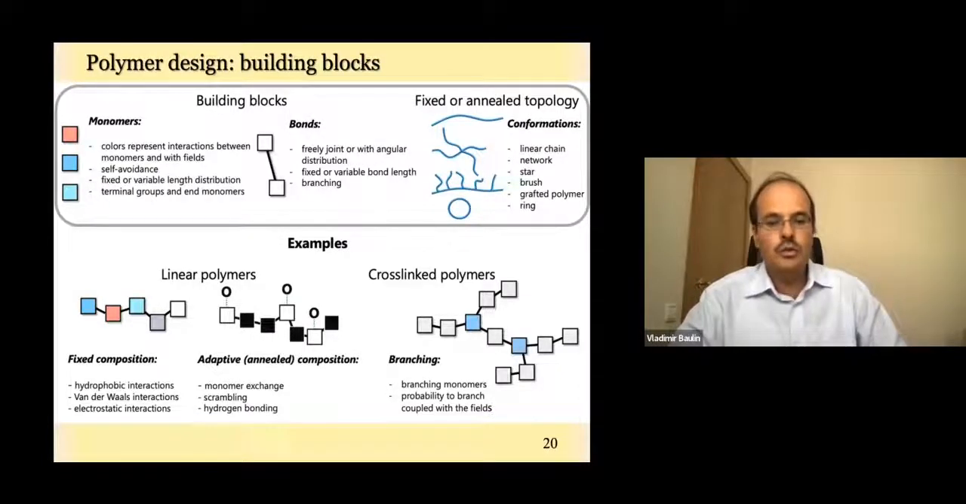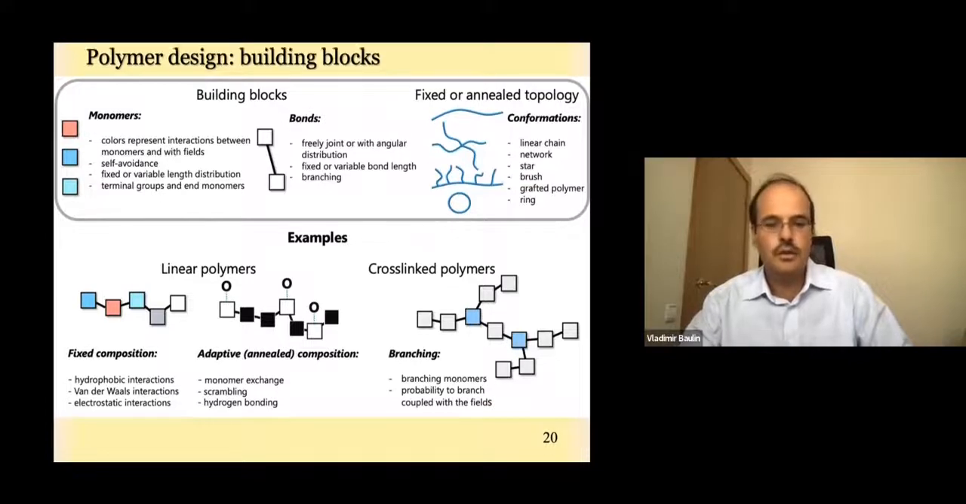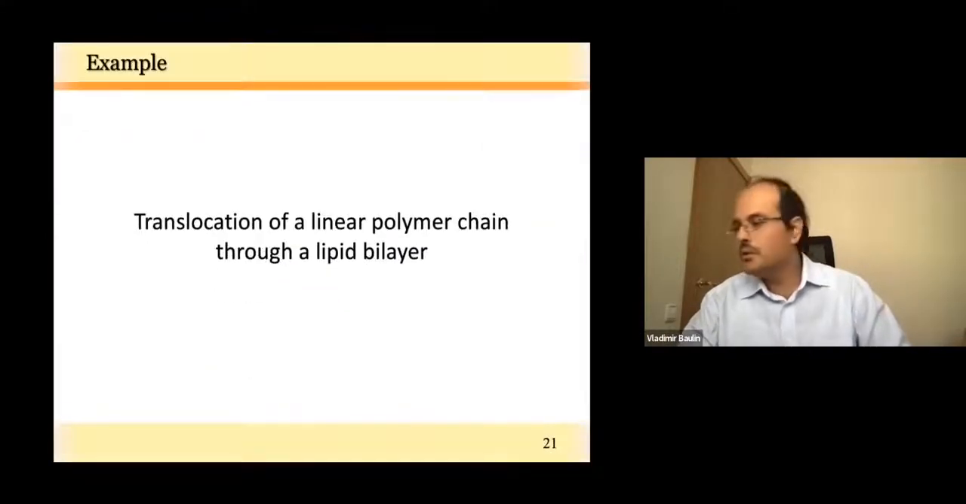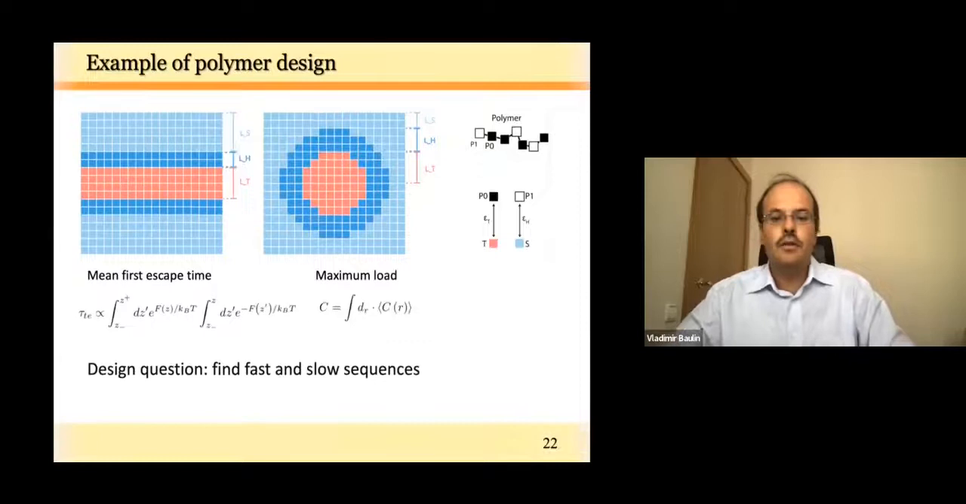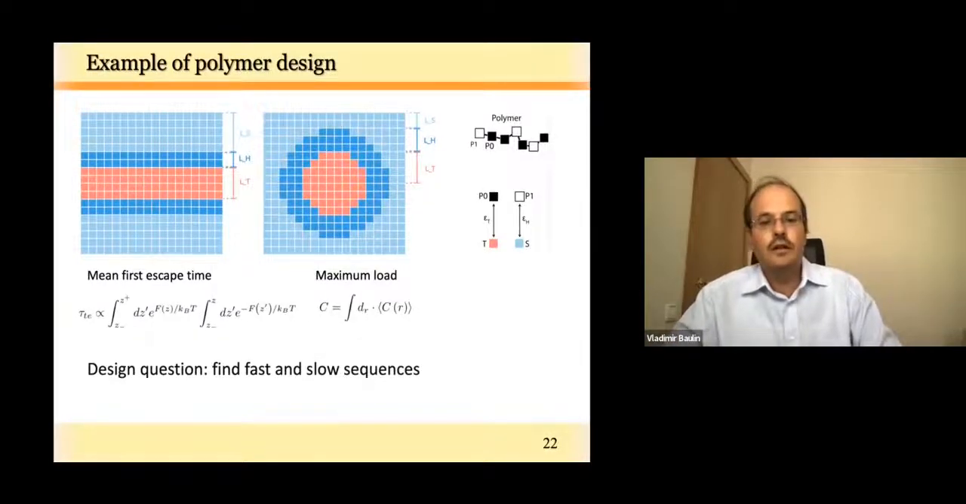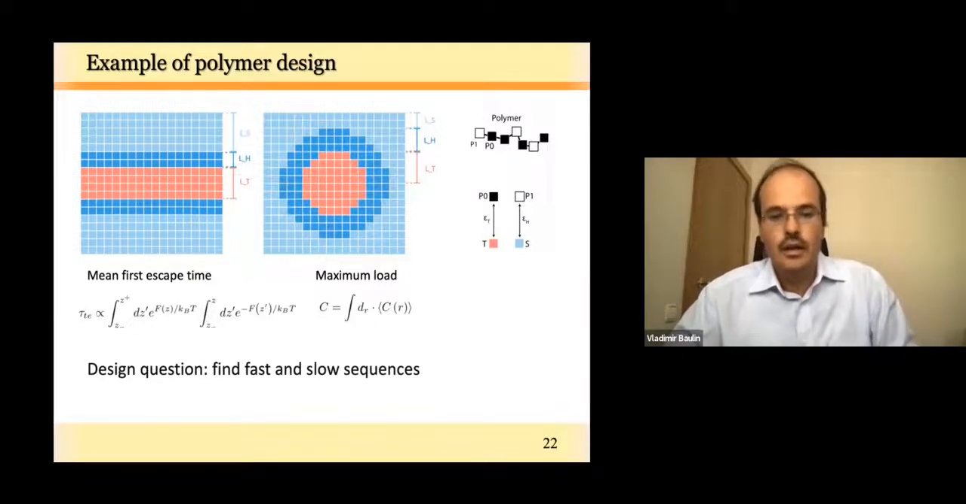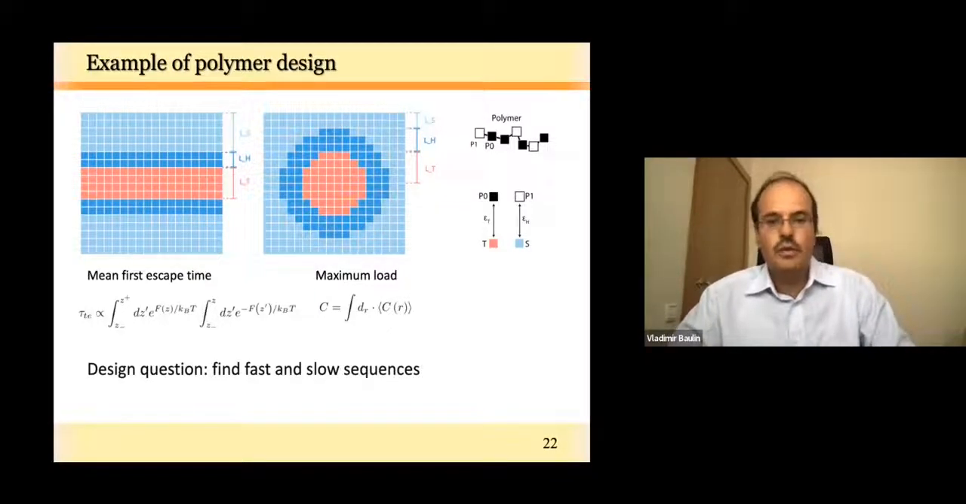And here, what we have is fixed composition, adaptive composition, and branching, and then there are several examples of what can be done. The first example I will show you is the translocation of a linear polymer chain through a lipid bilayer. This is an example of how this method works. For this example, we use the field, and red shows the monomers called T monomers, which are hydrophobic monomers.